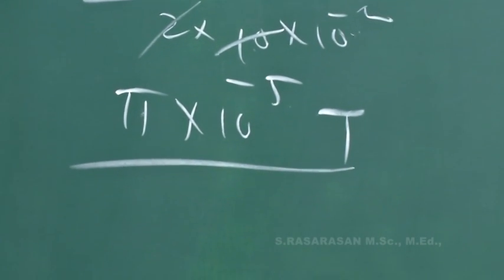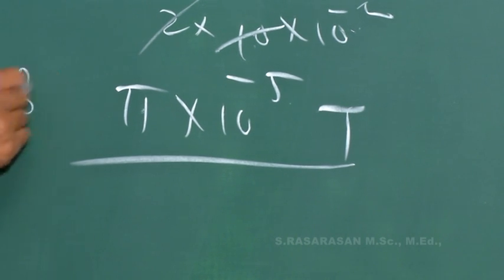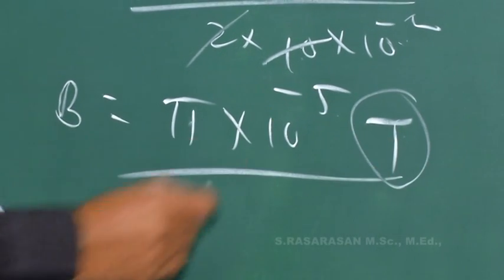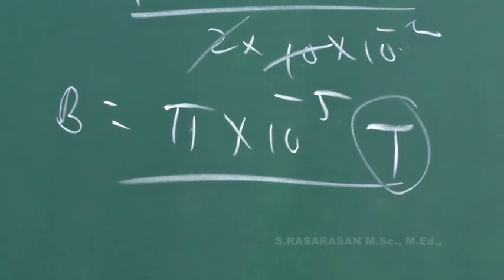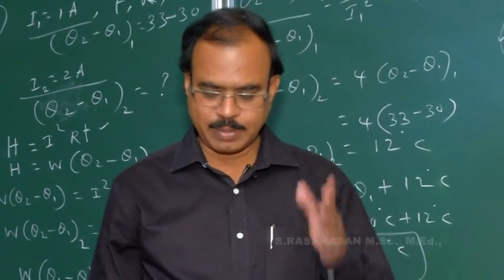Tesla is the unit of magnetic induction or magnetic field, or you can say it is Weber per meter square. So where is the answer? Yes, the first option: pi into 10 power minus 5 Tesla.